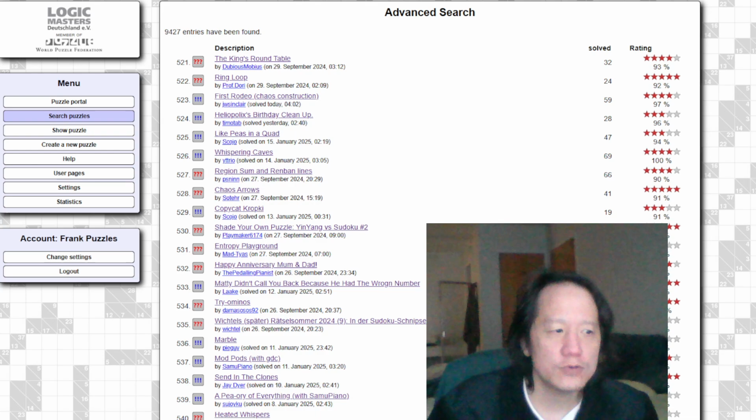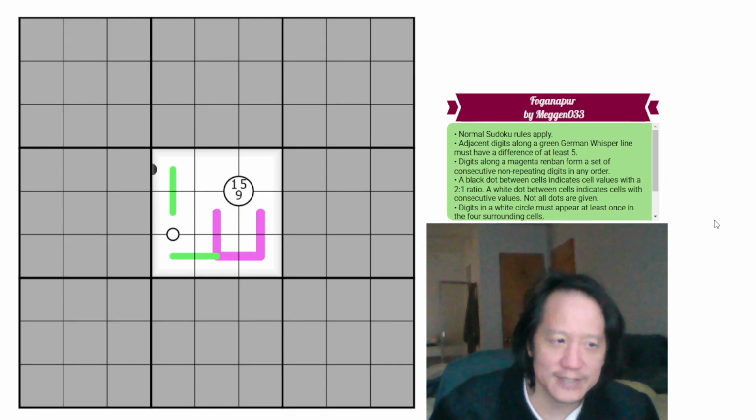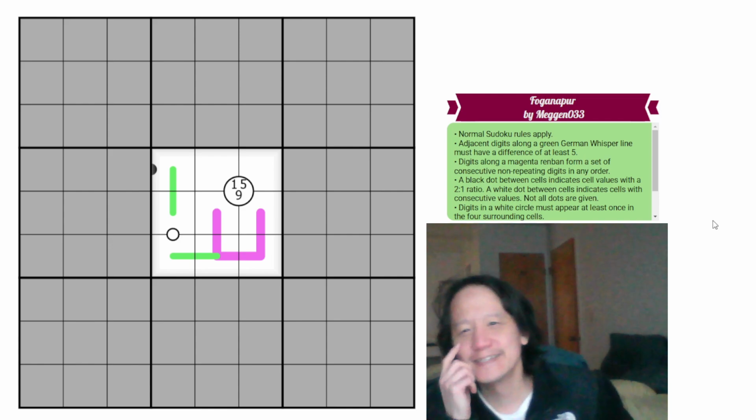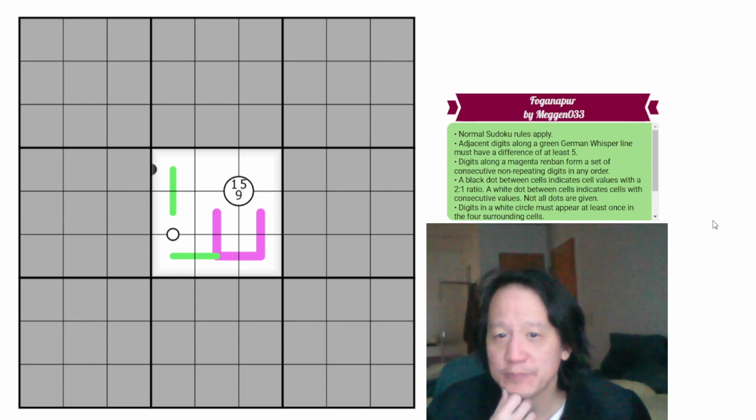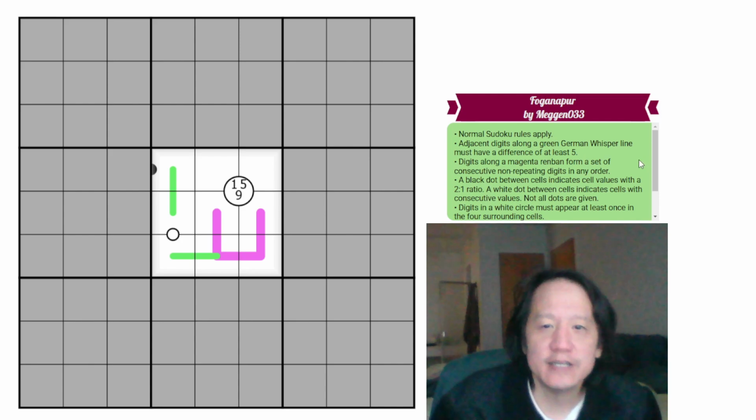Oh, we are on the wrong tab. This is today's tab. Today's puzzle is called Foganapur, and it's by one of our favorite setters, Megan33. Anyways, here are the rules.